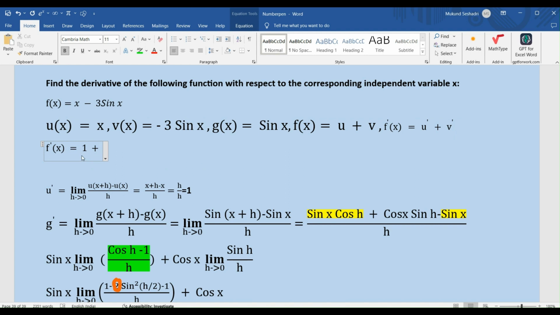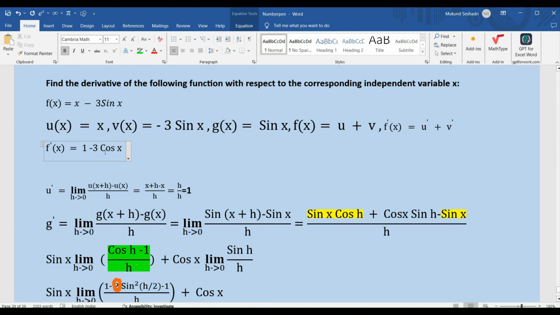And then I have my v dashed. So my g of x is sine x, right? And we calculated what g dashed is, which is cos x. So what is my v dashed? My v dashed is nothing but minus 3 into cos x, right? Which makes my expression minus 3 cos x, right?